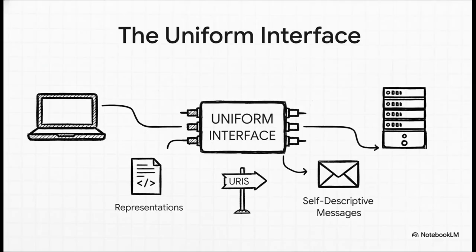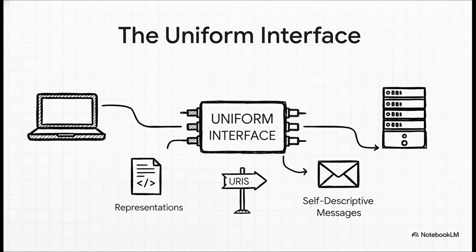The second giant is the uniform interface. This is truly the soul of REST. It basically forces us to use standard ways to identify things, manipulate them with formats like JSON, and make our messages self-descriptive. It also includes this idea called HATEOAS, which is a fancy way of saying the API itself gives you links to guide you on what you can do next.